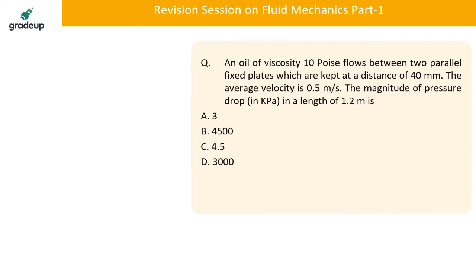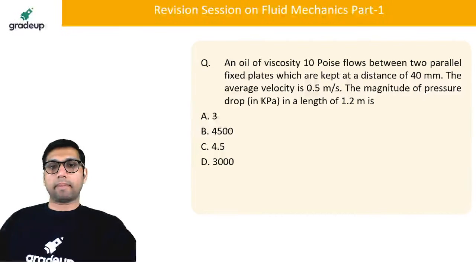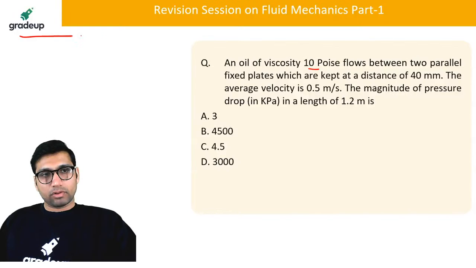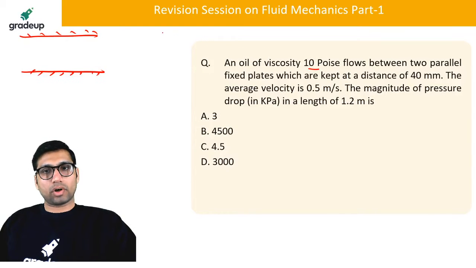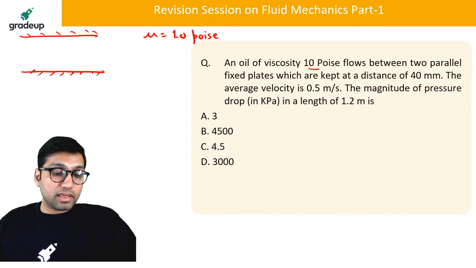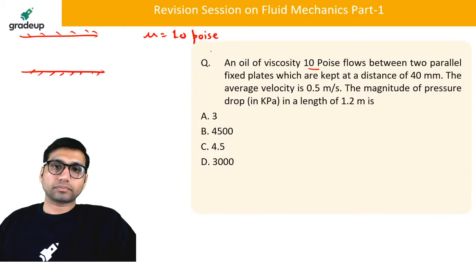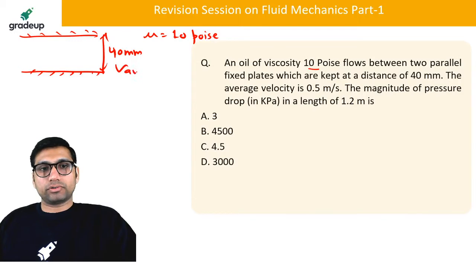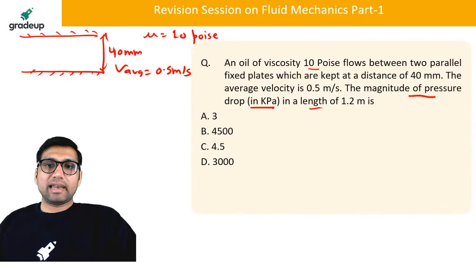Okay, clear everyone? Have you understood this Couette flow? Now let us quickly solve some questions on laminar flow through pipe and plate. An oil of viscosity 10 poise flows between two parallel fixed plates. Between the two parallel fixed plates we have oil with viscosity equal to 10 poise, which is the CGS unit of viscosity. The plates are situated at a distance of 40 mm. The average velocity is also given as 0.5 meter per second. You have to find the magnitude of pressure drop in a length of 1.2 meter.